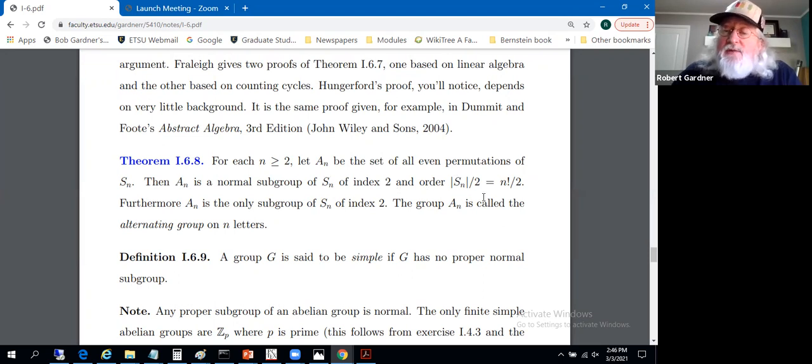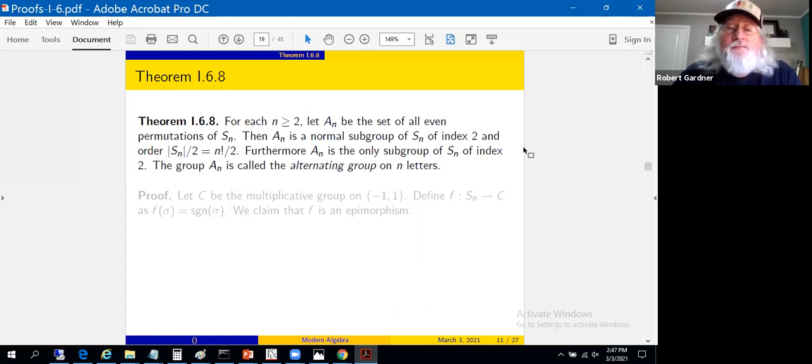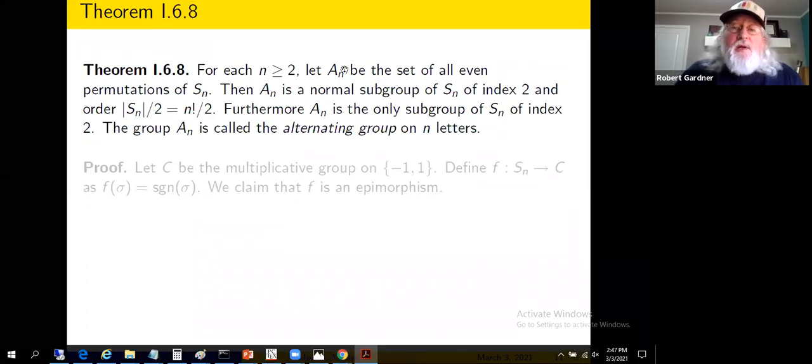So it's half the size of S sub n. The cardinality of S sub n over 2, n factorial over 2, is the order of A sub n. Furthermore, A sub n is the only subgroup of S sub n of index 2. And this group is called the alternating group on n letters, familiar to you from senior level algebra. Okay, so a handful of claims here. Let's go to the proof. Claims being normal subgroup of S sub n, index 2, and only subgroup of S sub n of index 2.